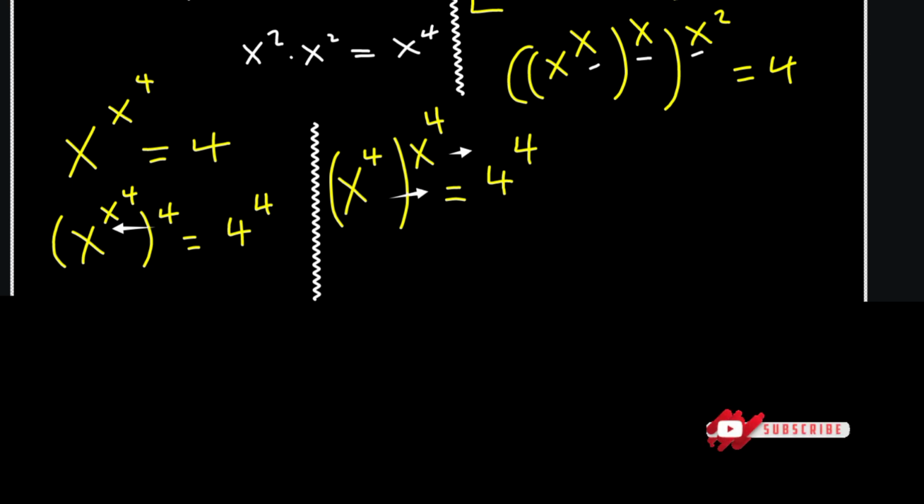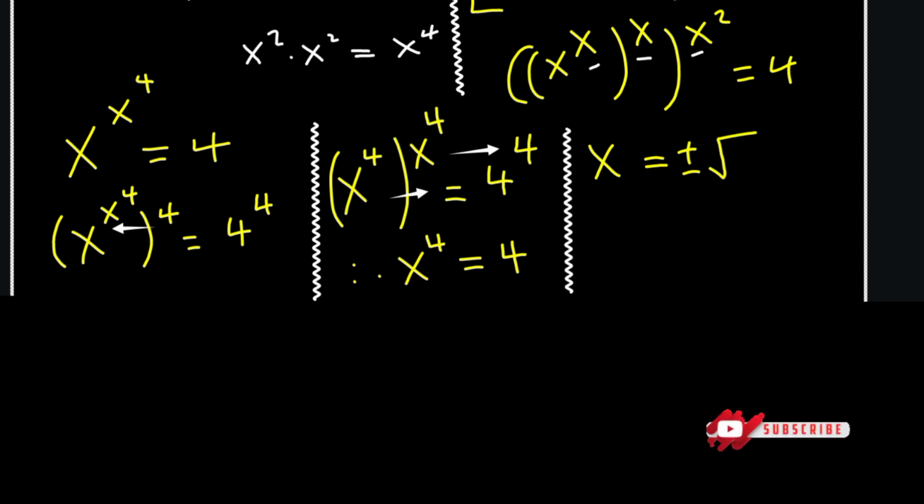And then when we directly compare the two sides of our equation, we're going to find out therefore that x to the power of 4 equals 4. And then finally, our final answer will therefore be x equals plus or minus 4th root of 4.